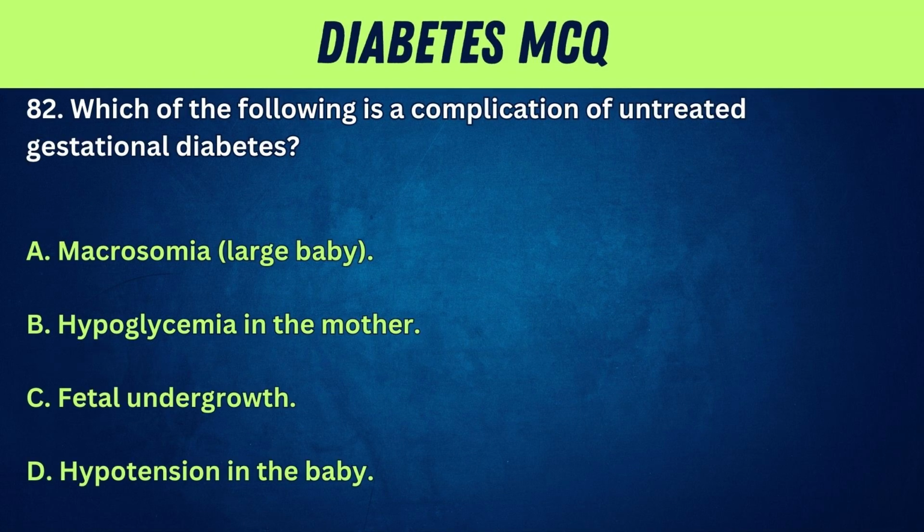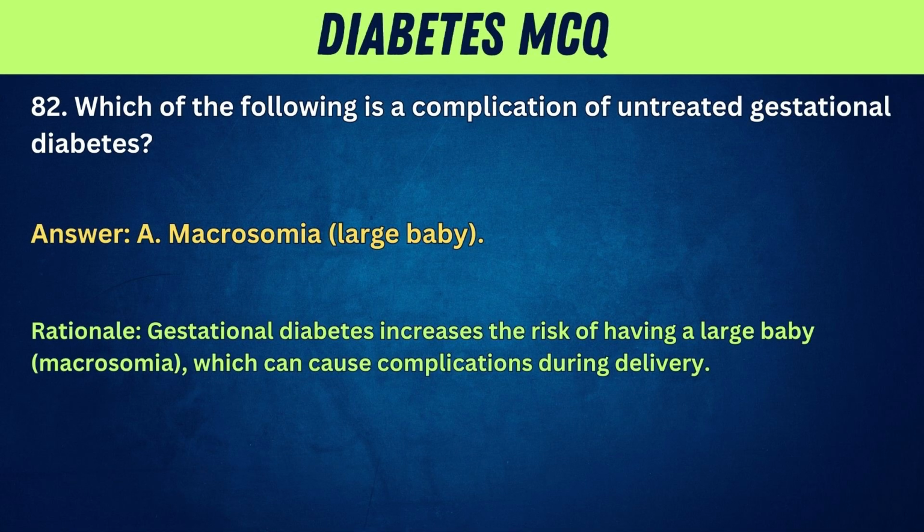diabetes. 82. Which of the following is a complication of untreated gestational diabetes? A. Macrosomia, large baby. B. Hypoglycemia in the mother. C. Fetal undergrowth. D. Hypotension in the baby. Answer: A. Macrosomia, large baby. Rationale: gestational diabetes increases the risk of having a large baby, macrosomia, which can cause complications during delivery.